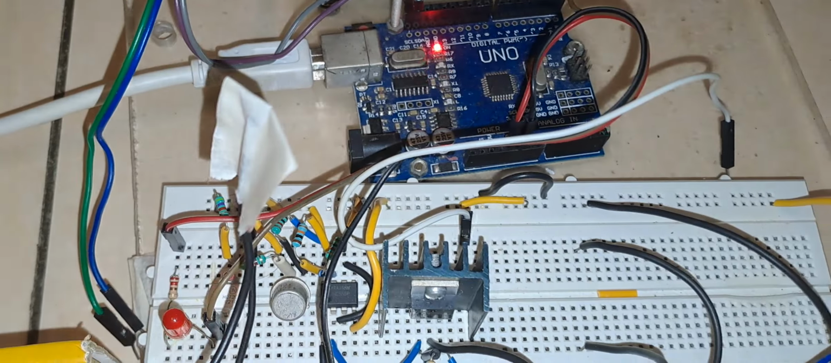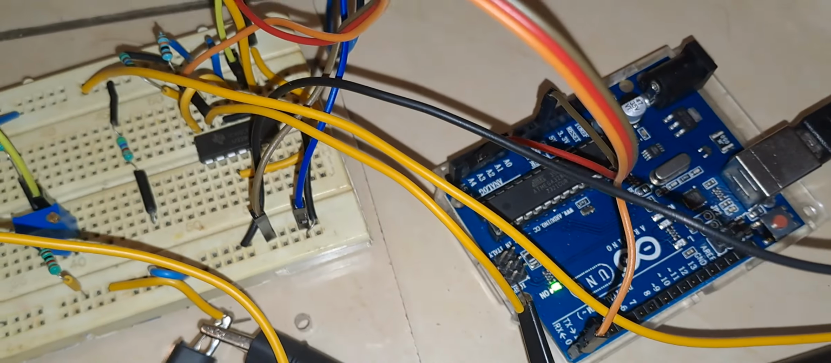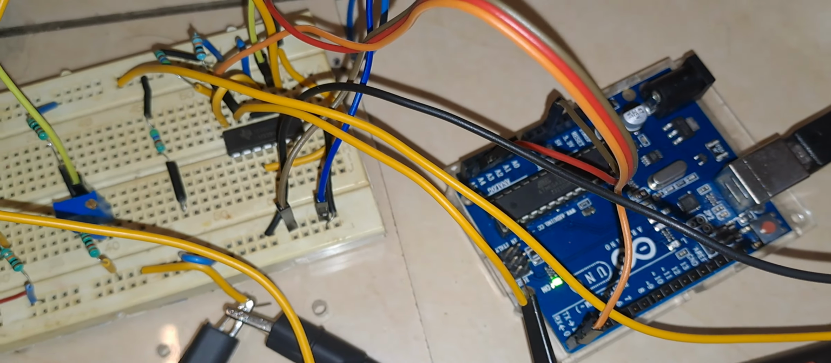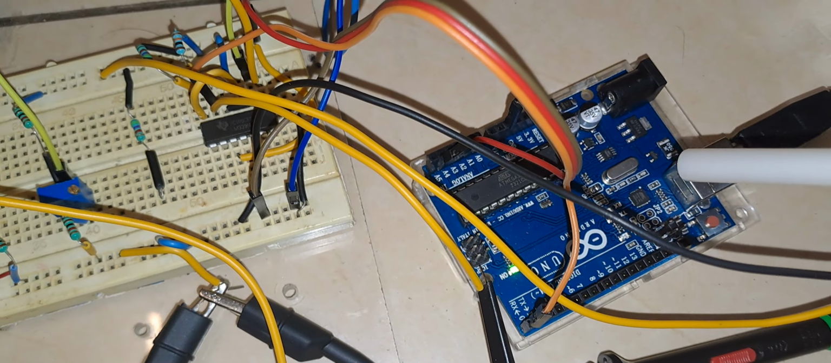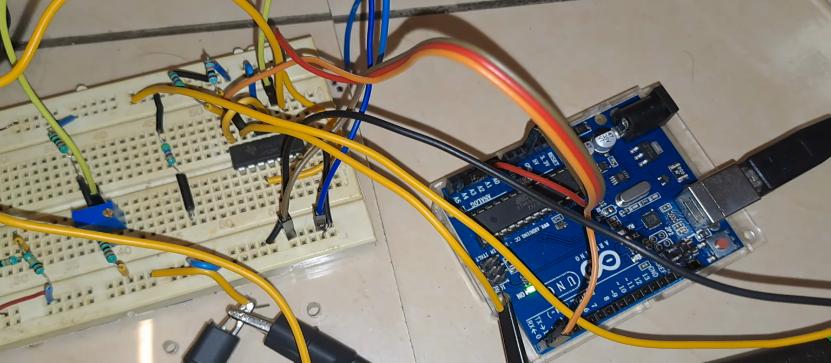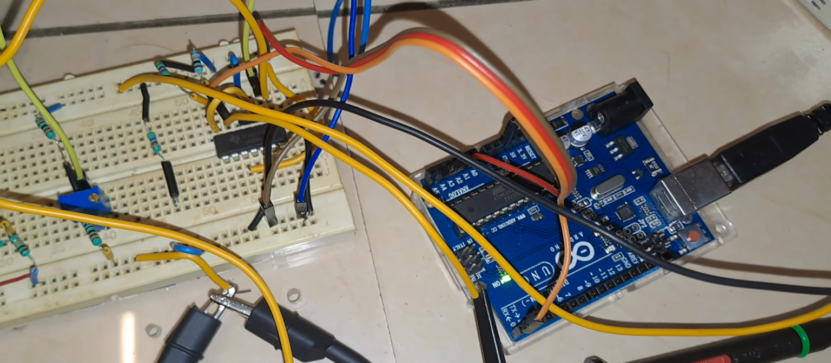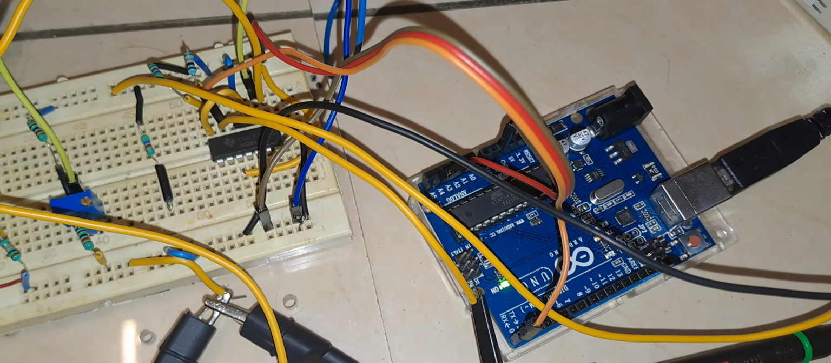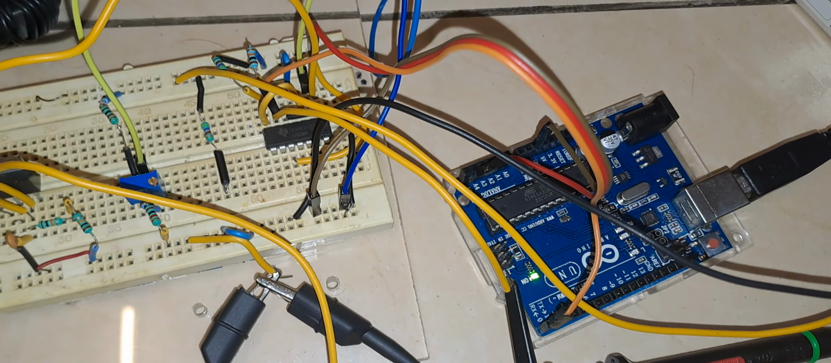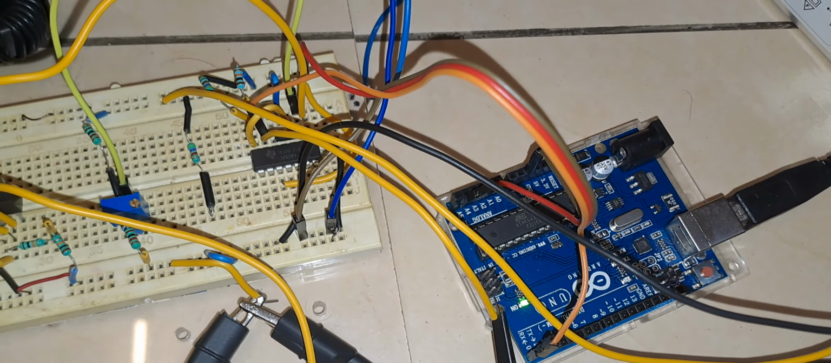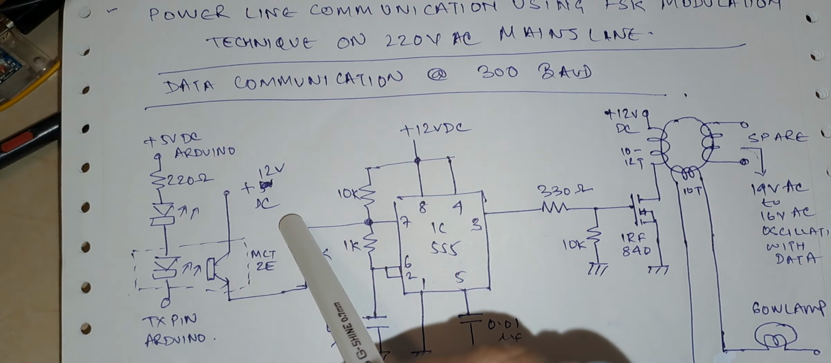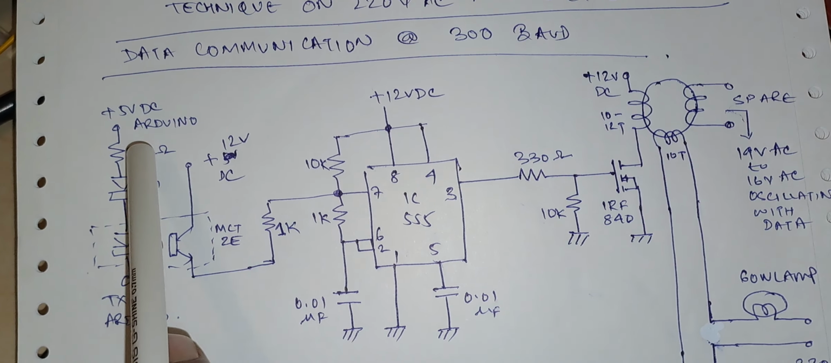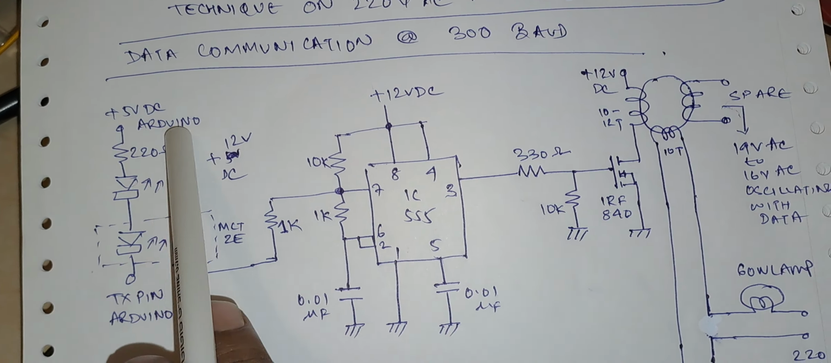So here I am transmitting alphabet M, and at this Arduino Uno also I should be receiving alphabet M. Before showing the results, I am going to show you the circuit diagram with all the voltage levels at different points. As you can see here, this is the circuit diagram. This is the transmitter Arduino Uno.